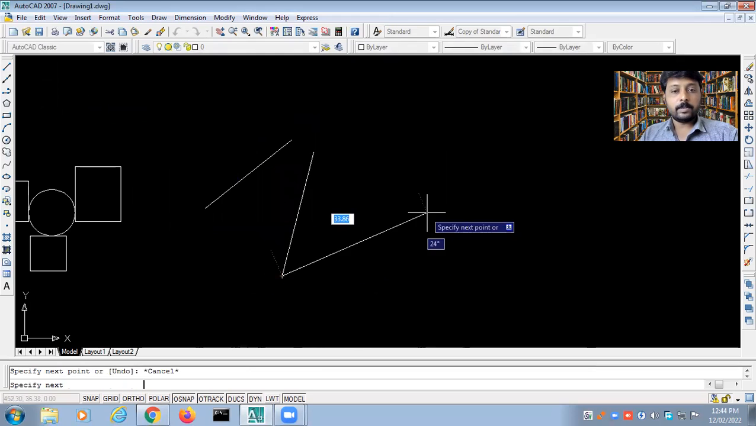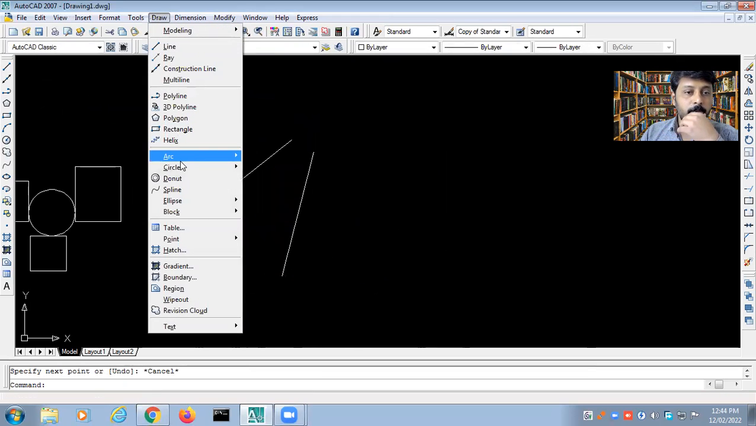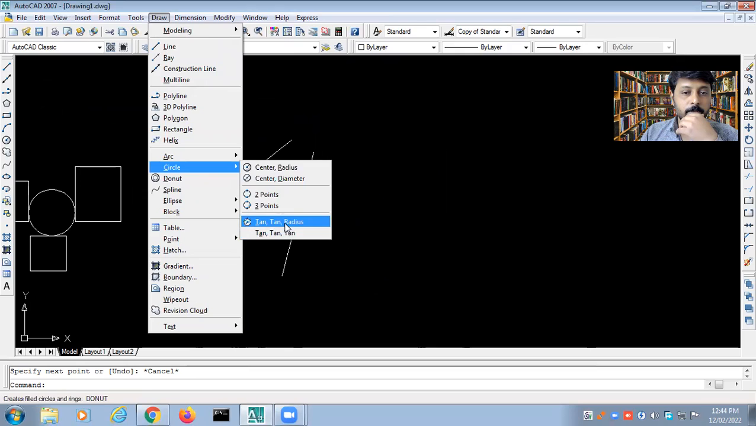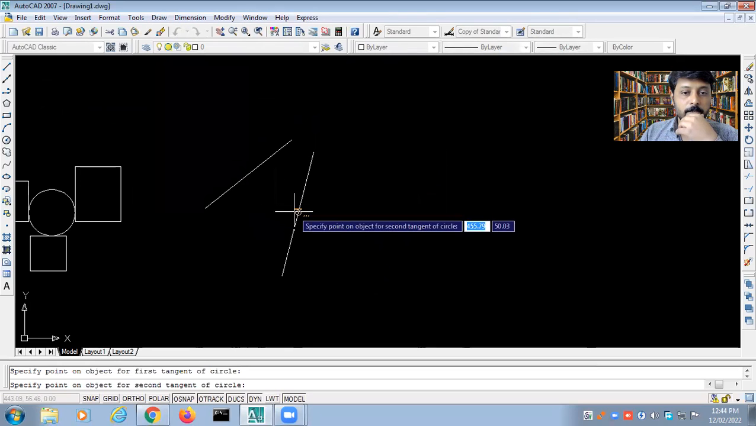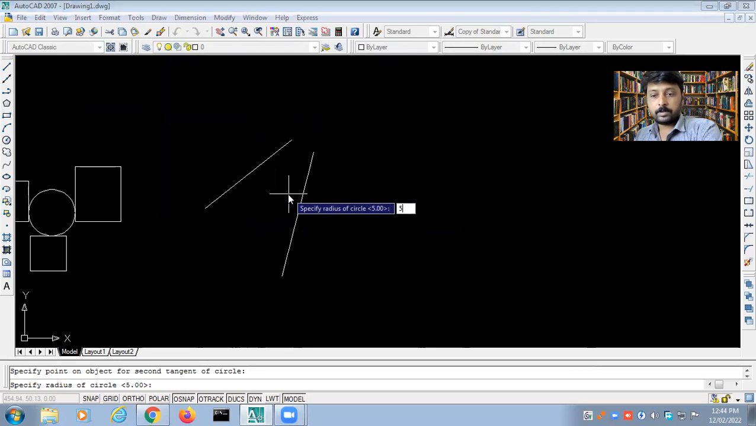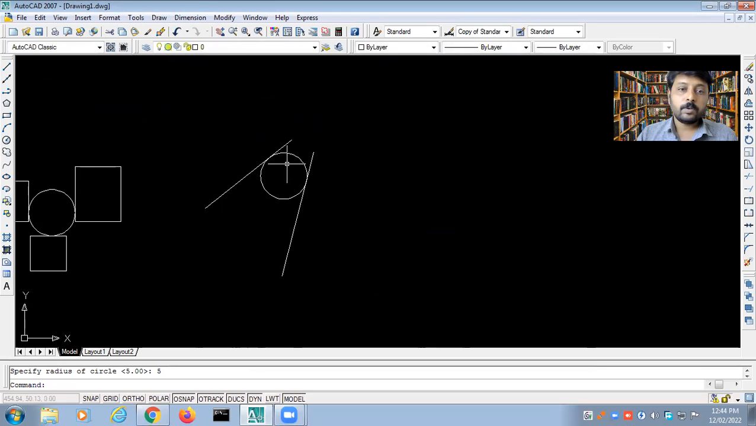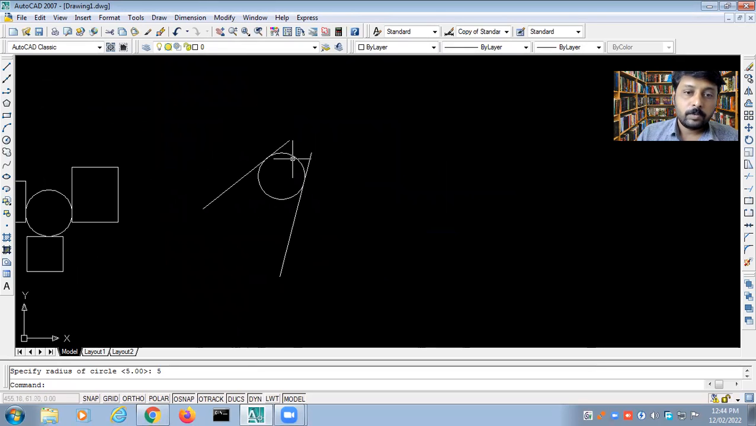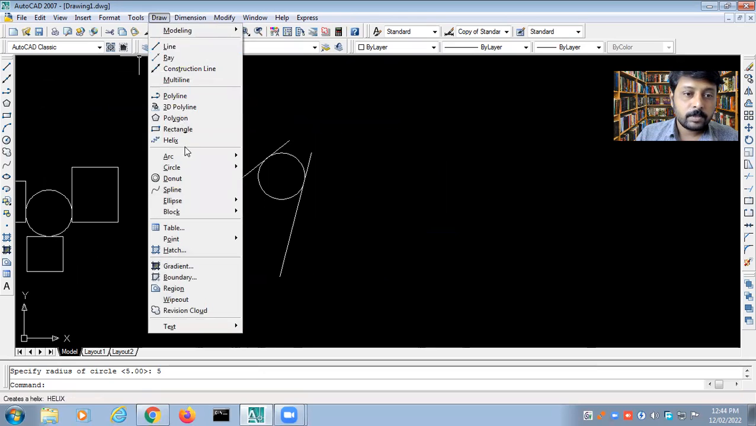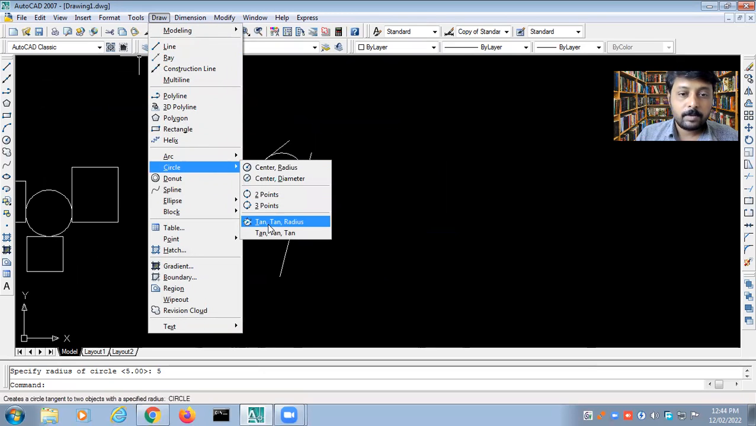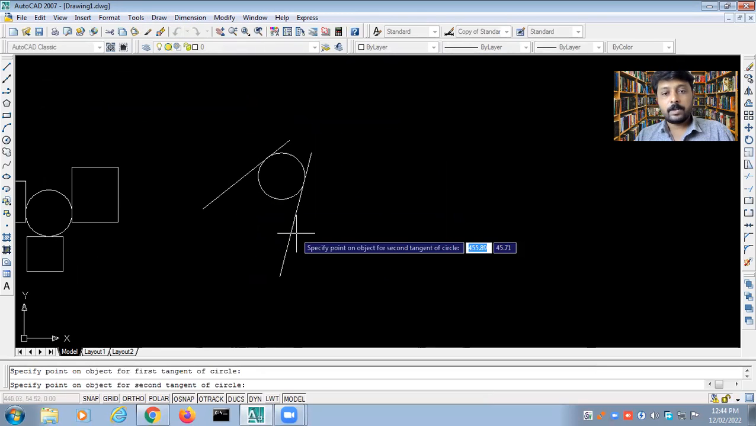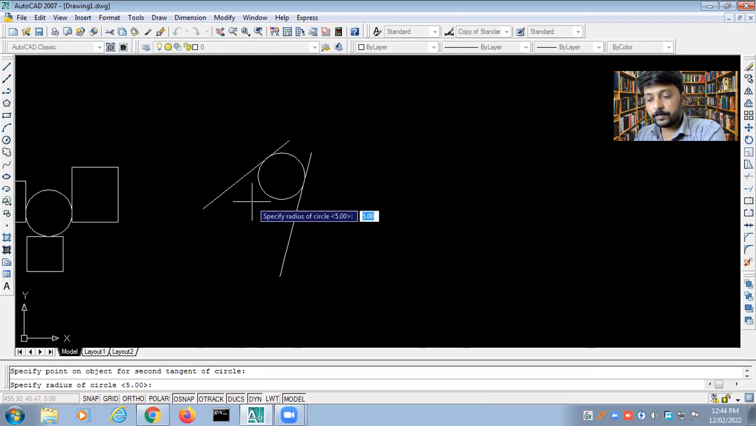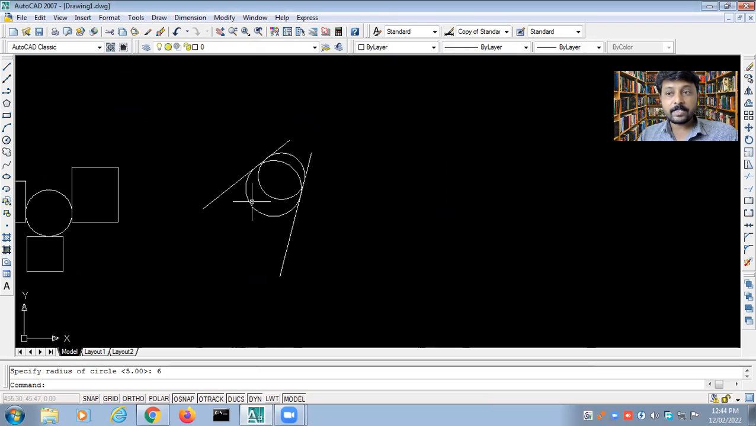Suppose these are 2 lines, and I want to draw a circle in between them. So it is tangent, 5. This is how you can draw. So wherever it is going to be fixed. See, now see what happens. Tangent. I had taken 5 right now. Now I will take 6. So it will go on increasing. So this is how it actually works.